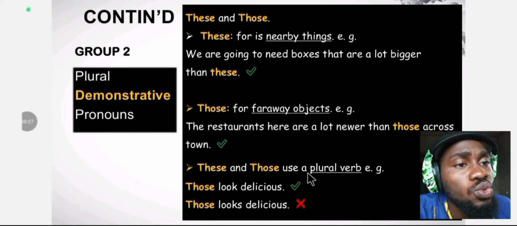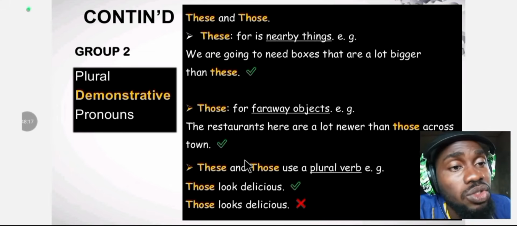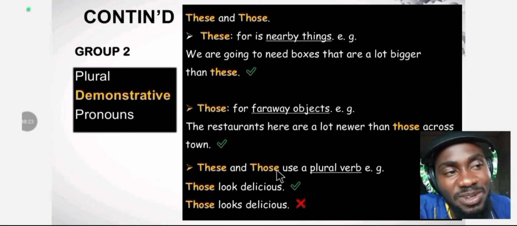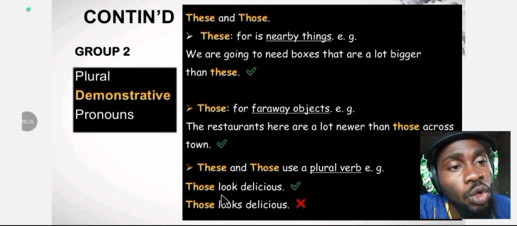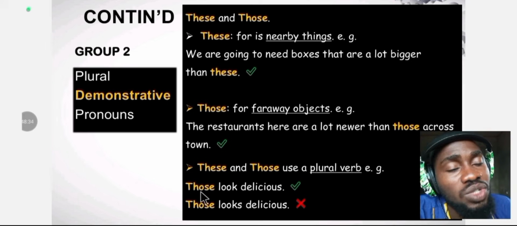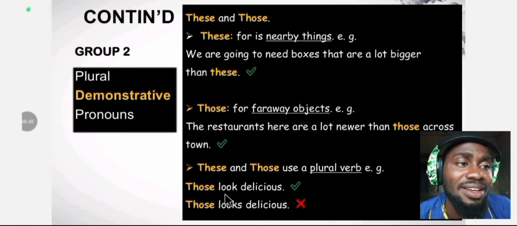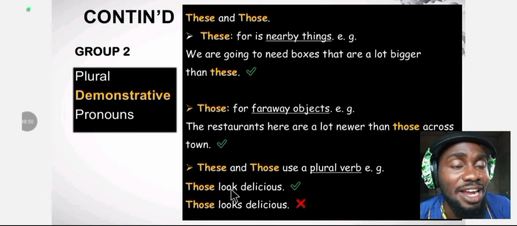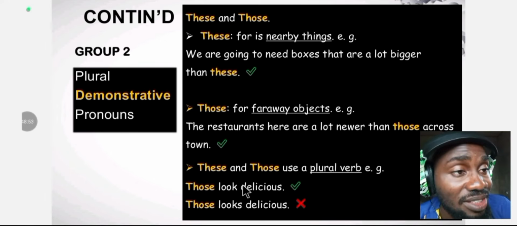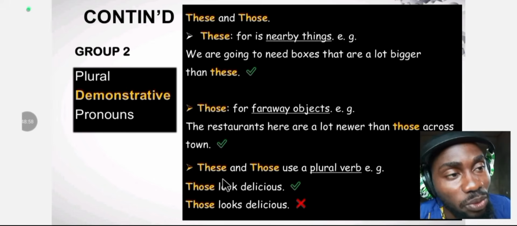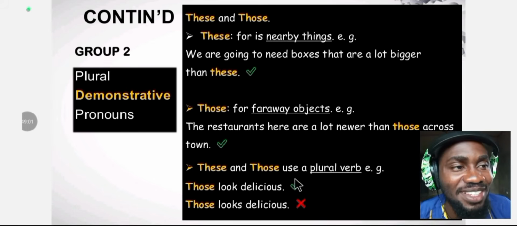These and those use a plural verb because they are what? Plural form. So they should go with a plural verb to obey the law of grammatical concord. Okay, let's look at the example. "Those look delicious." The subject here is those, a plural form of demonstrative pronoun. So according to the law of grammatical concord, the verb should also be plural. Is look a plural verb? It is, making this correct.